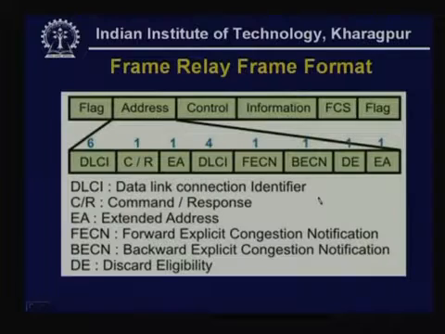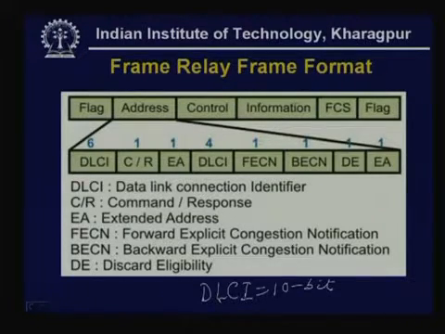And the frame format used in frame relay is shown here. It has a flag at both ends, then the address, control, information and frame check sequence. Here the DLCI, as I said, comprises 10 bits, so you can have up to 1K DLCI numbers.